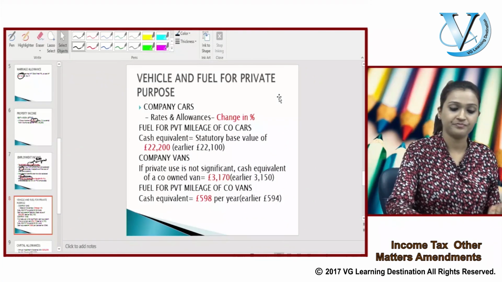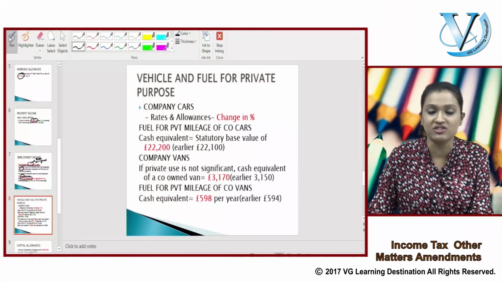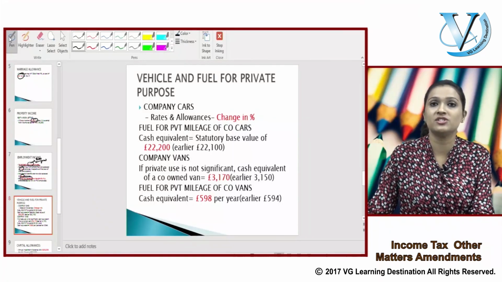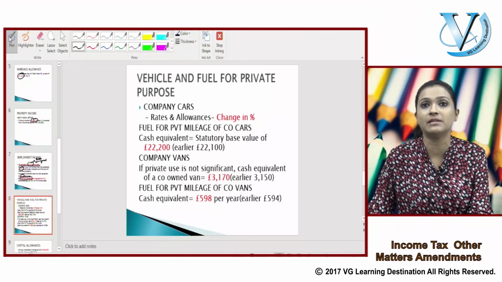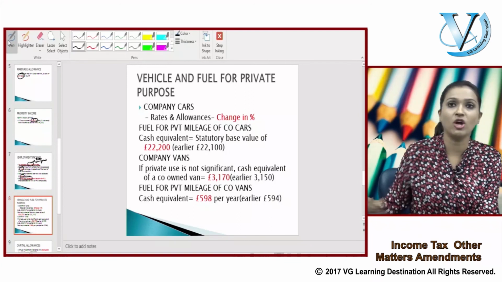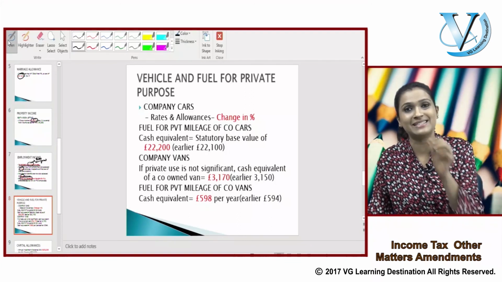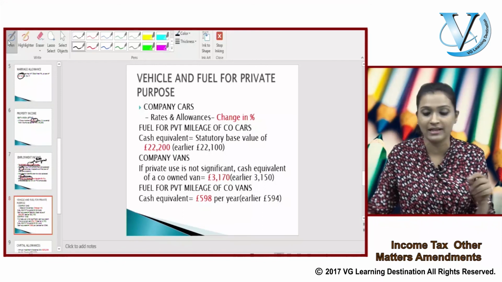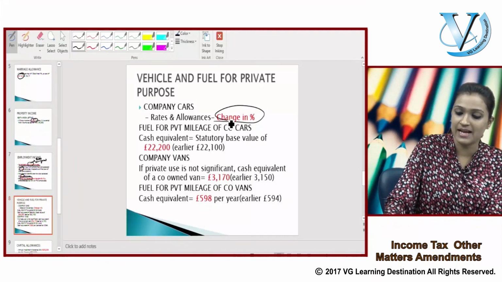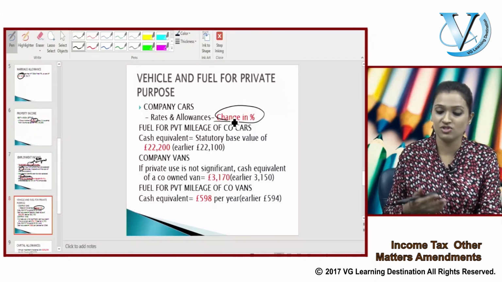Right. So there are a few changes in your rates and allowances sheet which are already given to you. So you can just refer back to the most applicable table which will be provided to you. For your company cars, when you were calculating your manufacturer's list price and CO2 emission percentage accordingly, there is a change in the percentage. You can refer to the table given in your books or your rates and allowances sheet.